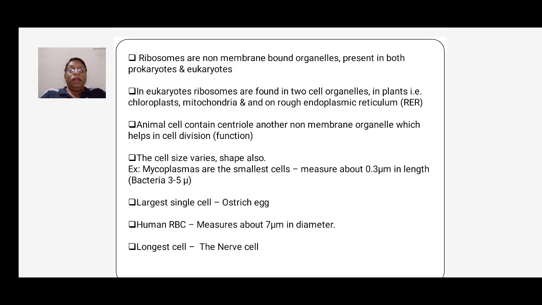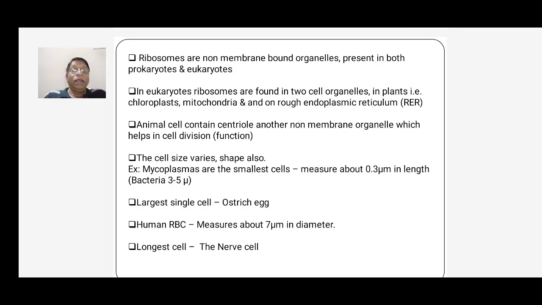But in eukaryotes, ribosomes are found in two cell organelles in addition to the cytoplasm of the cell. That is mitochondria, chloroplasts in plants.